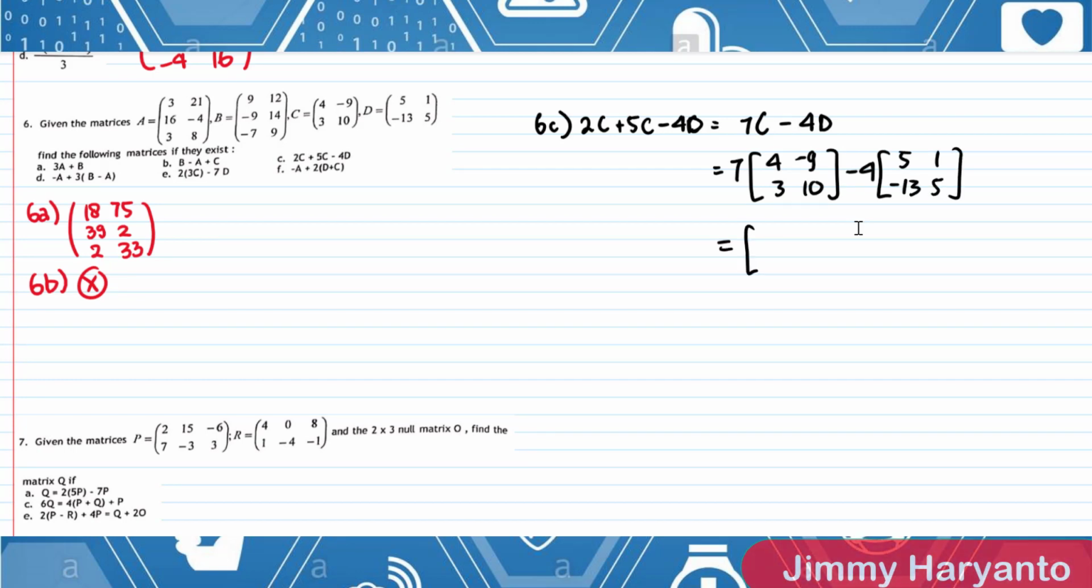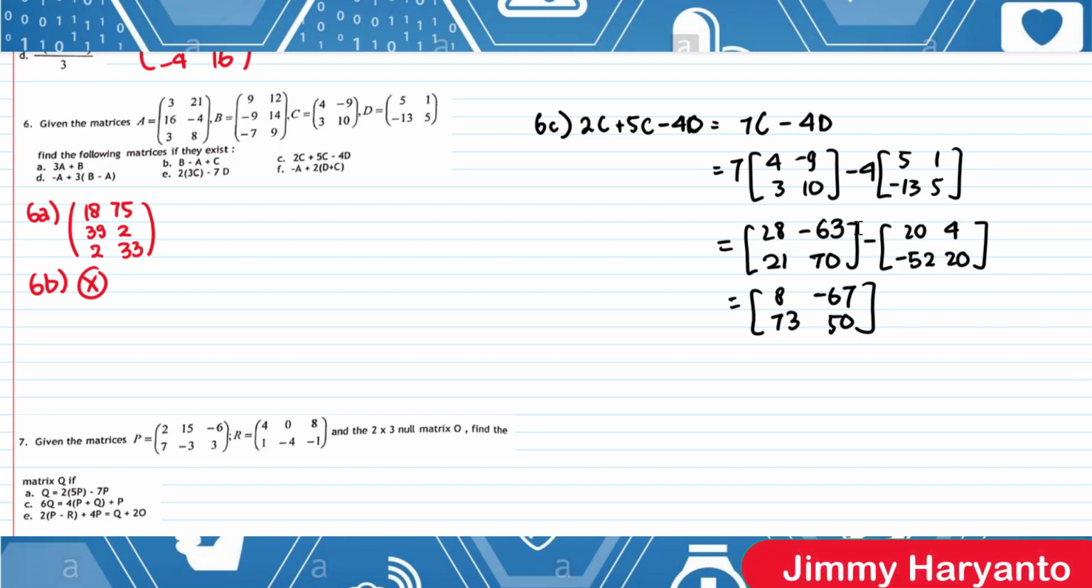After that, we can multiply them. It will become 28, negative 63, negative 63, and then 21, and then 70. After that, minus 20, 4, negative 52, and then 20. After that, you have to minus it. 8, negative 67, and then 73, after that it's 50. Okay, this is the answer for 6C.